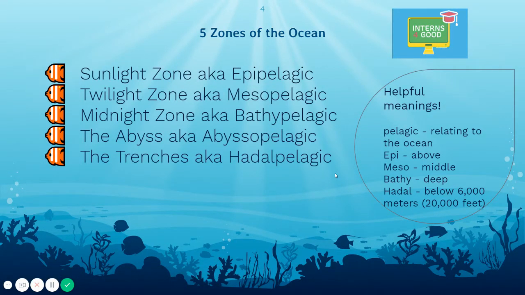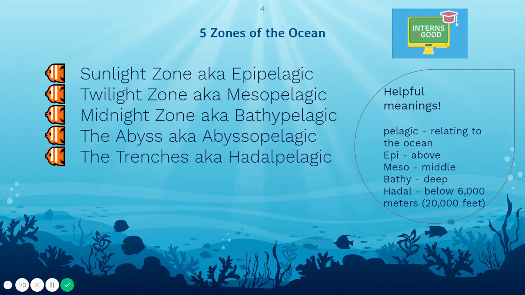Their informal names, we have Sunlight Zone, Twilight Zone, Midnight Zone, the Abyss, and the Trenches. The informal names, think of going from daytime to nighttime. For the first 3 and the last 3, they're kind of just there.